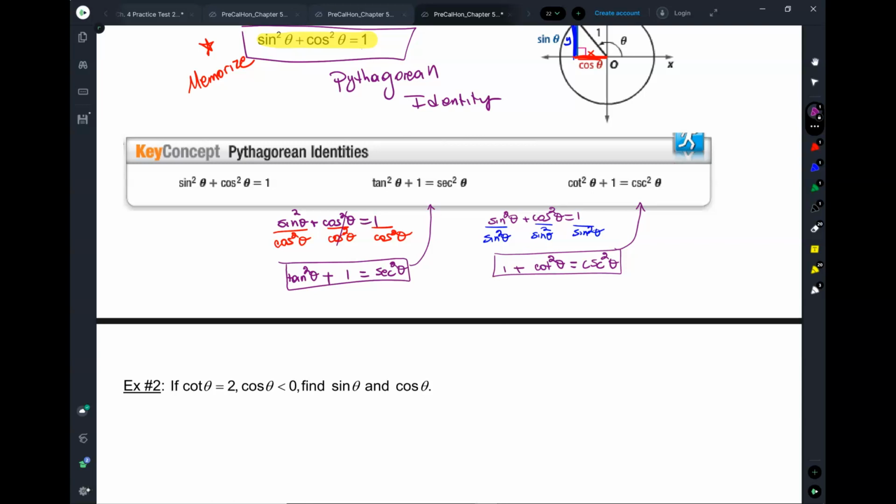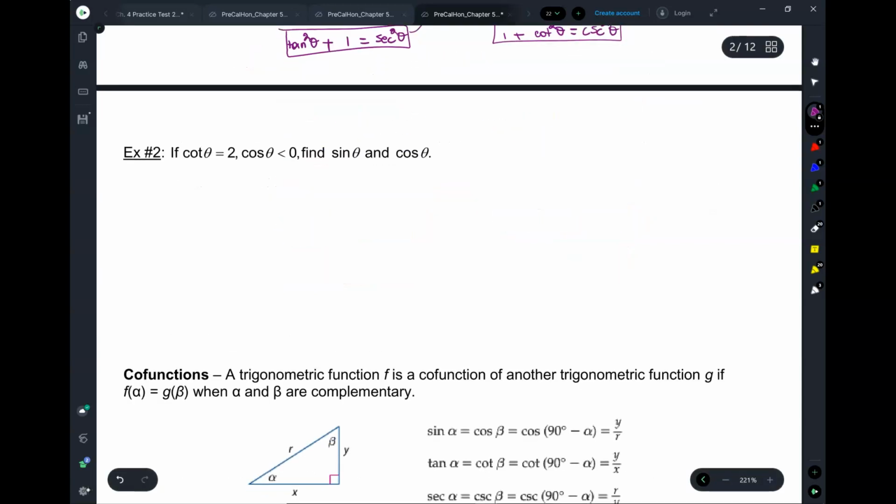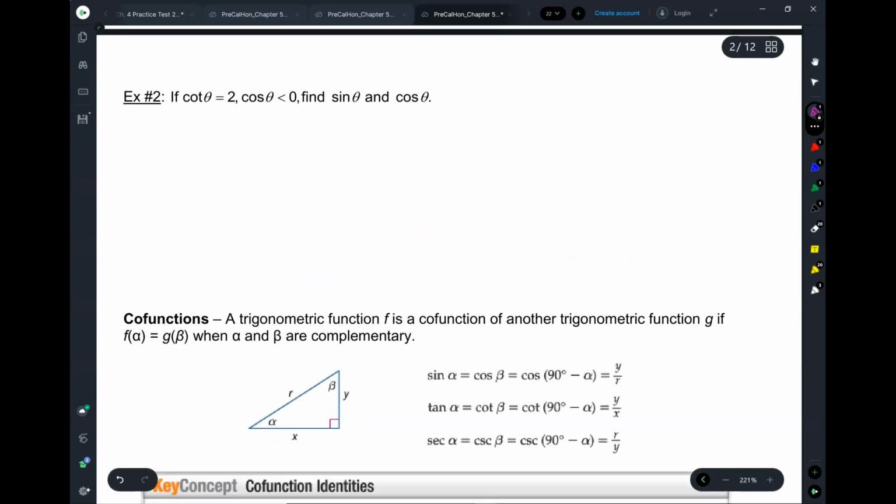All right, so these are the 3 Pythagorean identities. Okay, so let's use them. Because what good are they if we can't use them? Okay. All right. Here we go. If cotangent theta equals 2, and cosine of theta is less than 0, find sine and cosine.